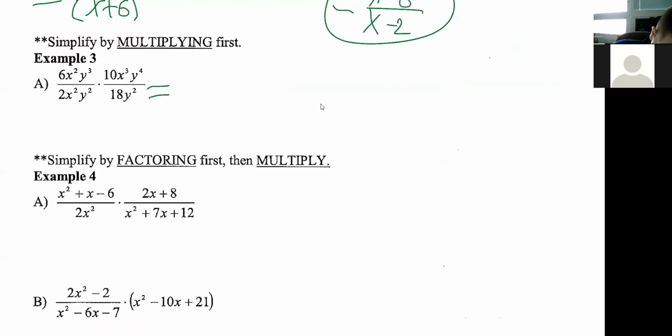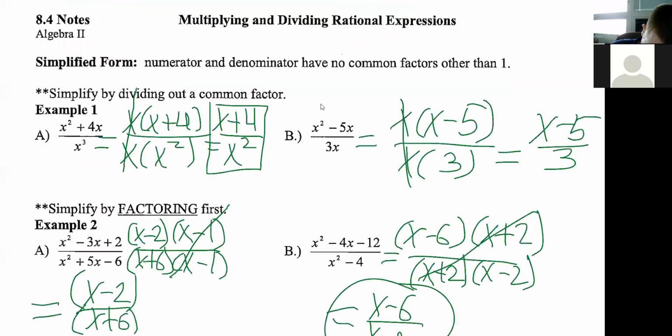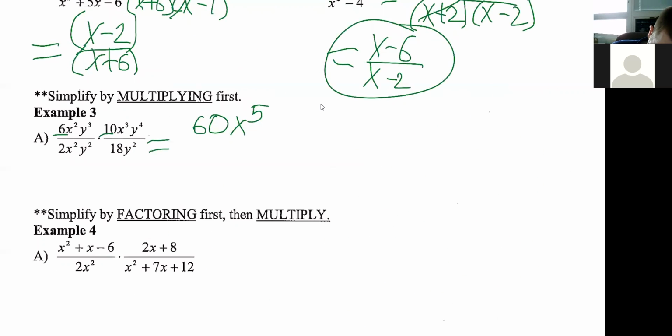So if I was looking at this problem, you could multiply it out, or you could start simplifying. For something like this where you don't have anything that you need to factor, I would maybe multiply it out first. It's kind of a personal taste for an example like A. If you do want to multiply it out, just remember you multiply across. So that would be 60 for the constants. If you have 2x's and 3x's, remember you add the powers when you multiply, so that would be 5. For the y's, you have 3 and you have 4, so that would be 7 on the top.